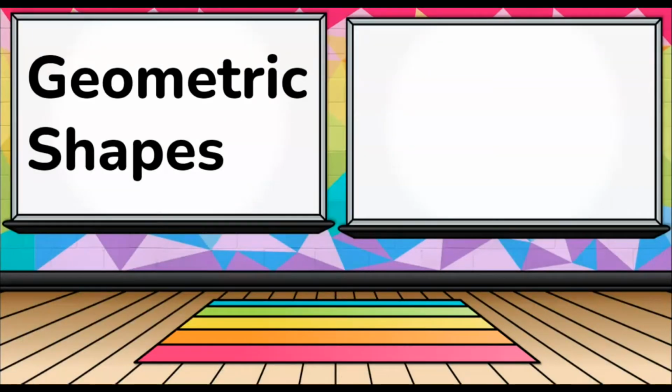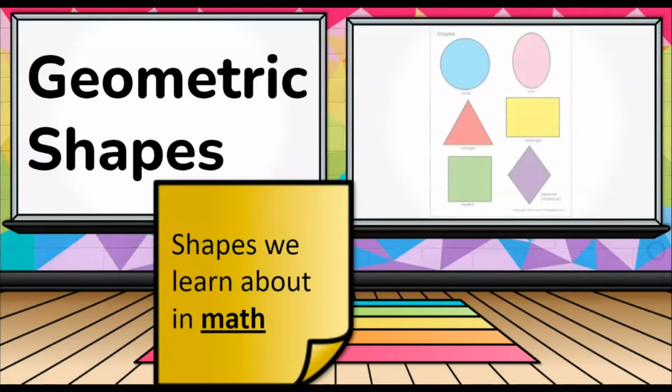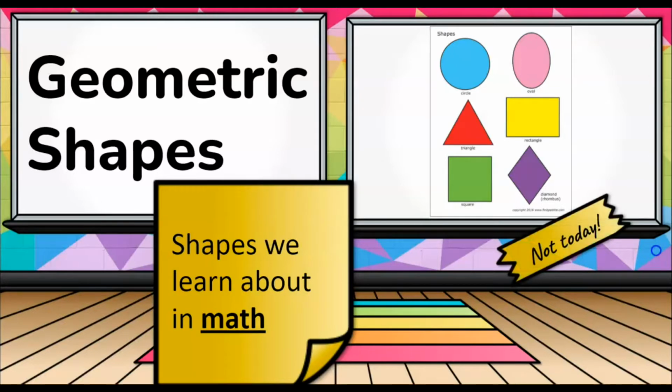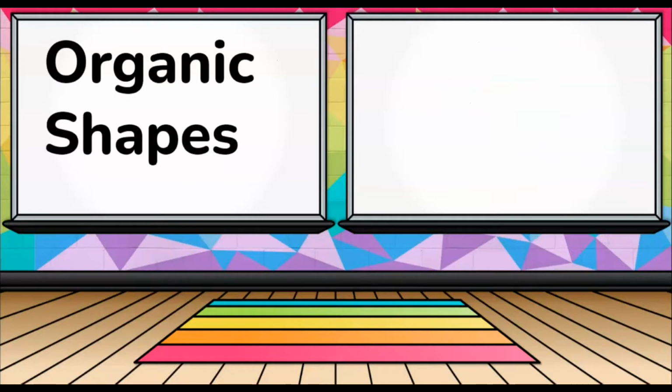So we already know about geometric shapes. Geometric shapes are shapes that we learned about in kindergarten, shapes that we learn about in math, or we can call them just the basic shapes. Those are our circles, rectangles, triangles, squares, etc., the basic shapes. But we're not talking about those today. Today we're going to learn about another group called the organic shapes.